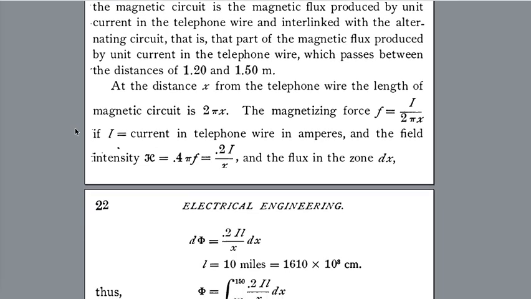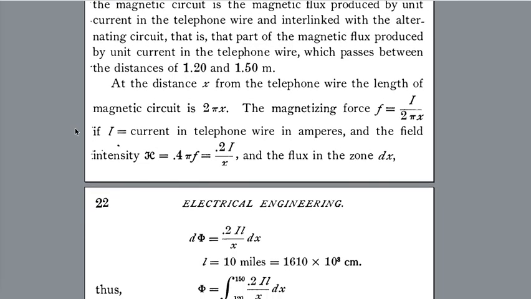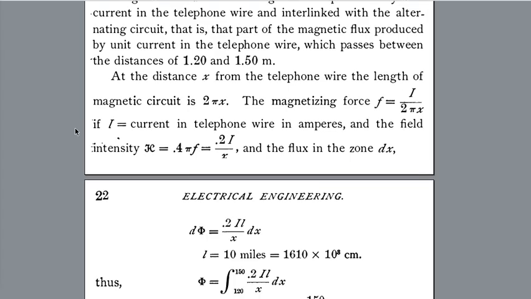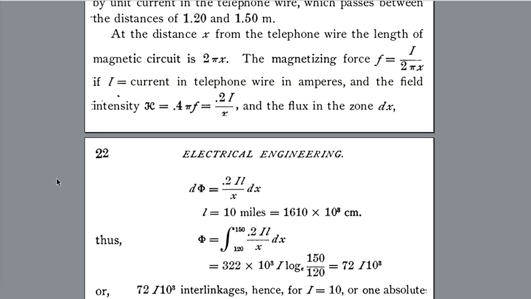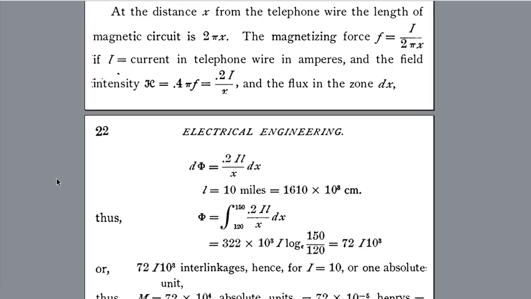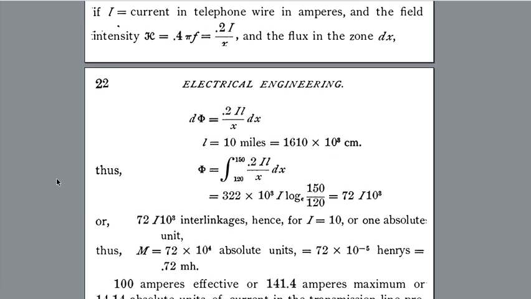At a distance x from the telephone wire, the length of the magnetic circuit is 2 times pi times x. The magnetizing force is F equals I divided by 2 times pi times x, where I is the current in the telephone wire in amperes. The field intensity is H equals 0.4 times pi times F, which equals 0.2 times I divided by x. The flux in the zone dx is d phi equals 0.2 times I times L divided by x times dx.